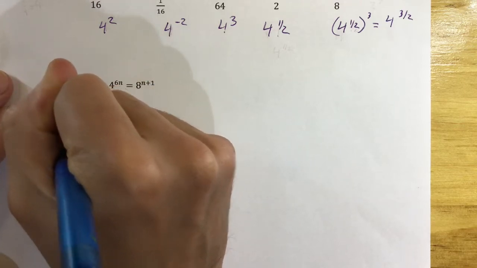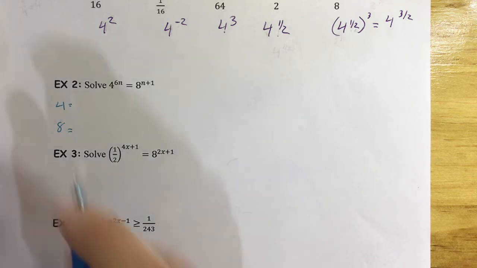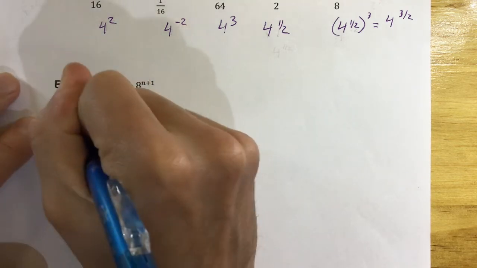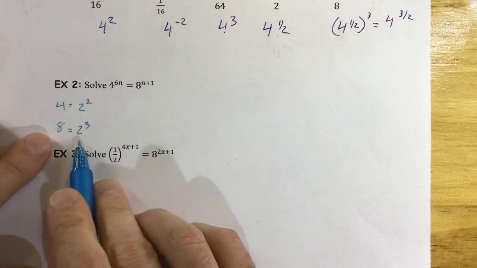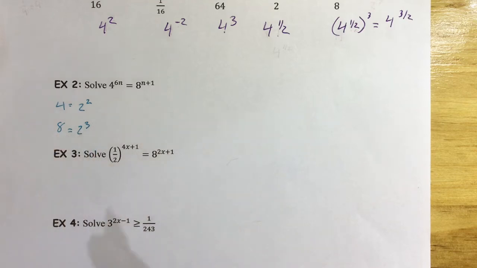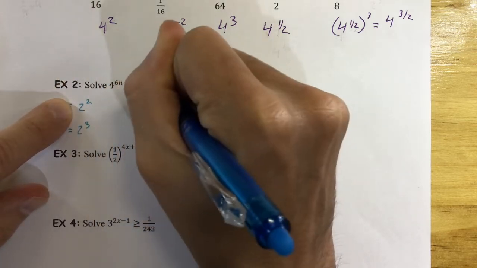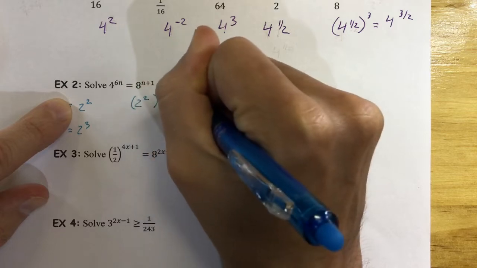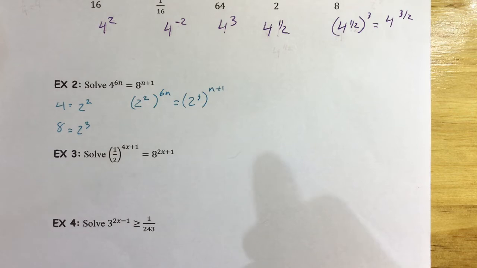Okay, so I'm going to think about these numbers, and what I want to do is create a base that they both have in common, but then just raise that base to an exponent that creates these numbers. So in this case, that's going to be a 2. If you had 2 squared, that's going to give you the 4. And then if you have 2 cubed, you're going to get to the 8. So I'm going to substitute those in for the bases that we see here. So I've got 2 squared raised to the 6n power is going to be equal to 2 cubed raised to the n plus 1 power.